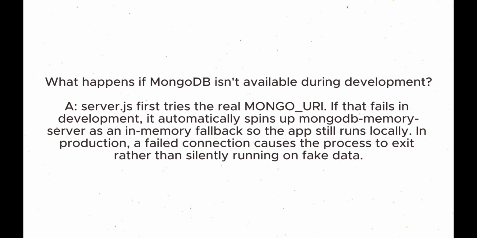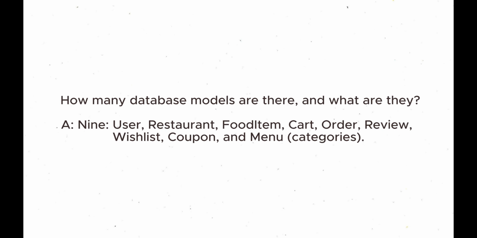Let me answer a few questions which I feel are more relevant to this website. The first one is, what happens if MongoDB isn't available during development? First, server.js tries the real Mongo URI. If that fails in development, it automatically spins up MongoDB memory server as an in-memory fallback, so the app still runs locally. In production, a failed connection causes the process to exit rather than silently running on fake data.